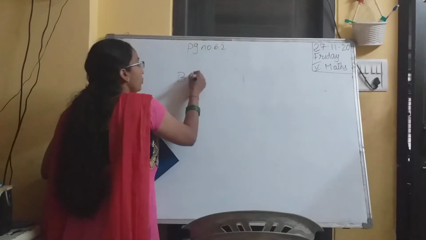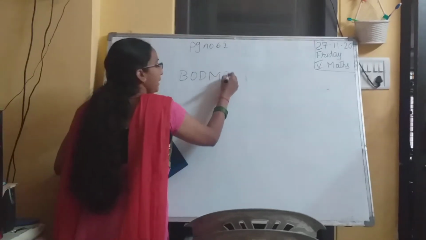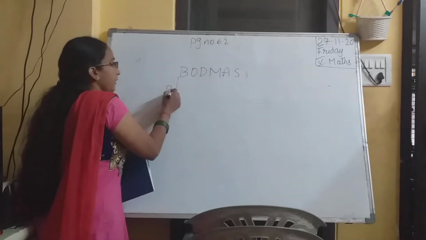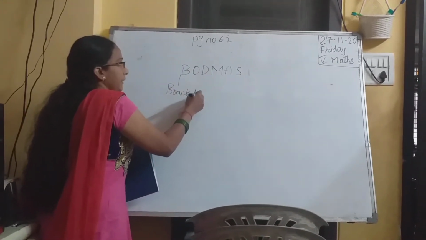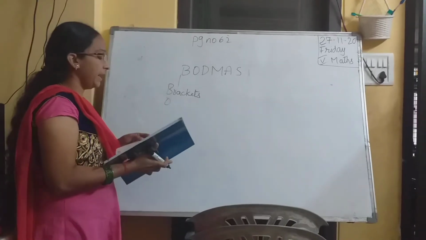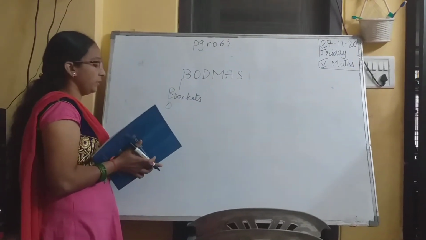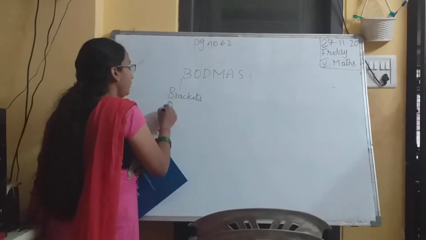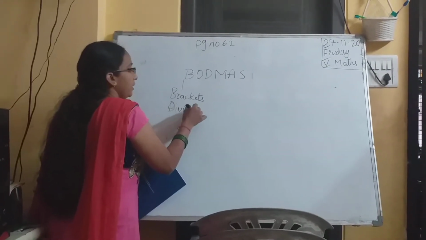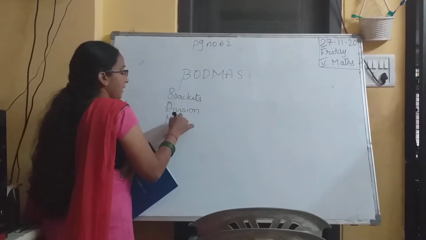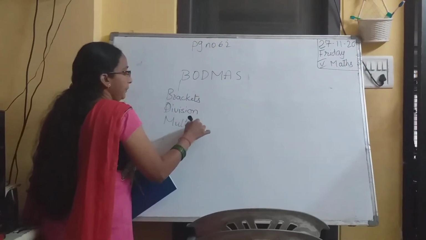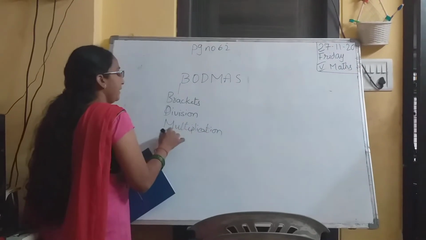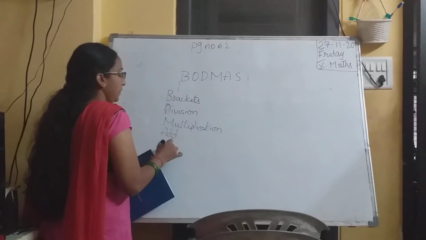BODMAS. What is the full form of BODMAS, children? B means brackets. Yes, B means brackets. O means of. Then division. D means division. Then multiplication. Then A means addition. Then S means subtraction.